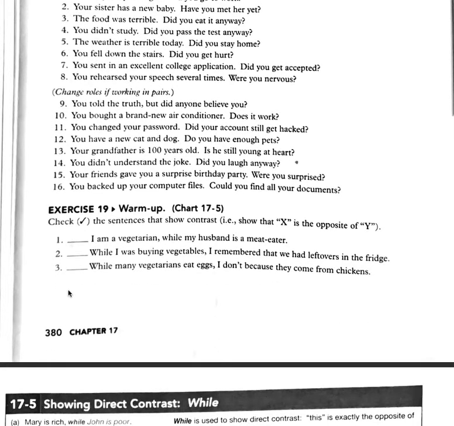Let's go to exercise 19. Check the sentences that show contrast. Example, show that X is the opposite of Y. So we look at number 1. I am a vegetarian while my husband is a meat eater. Does that show direct contrast? Yes, because one person is a vegetarian, the other is a meat eater. That's a direct contrast. Number 2.